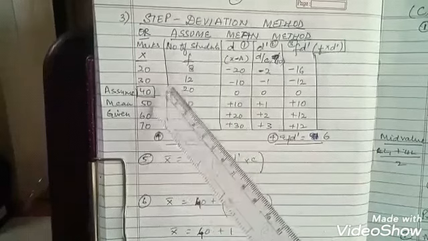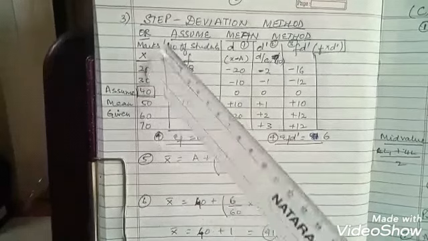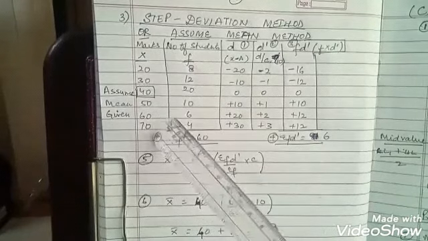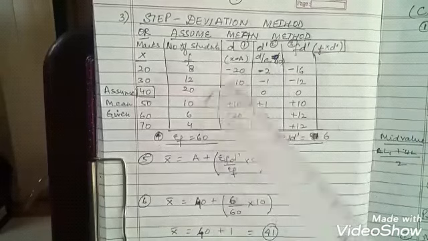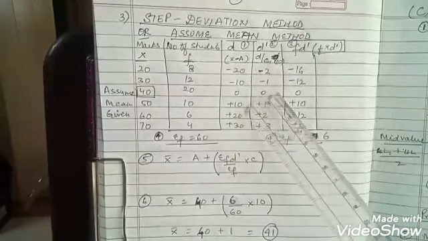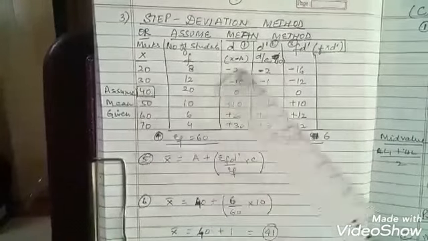Sometimes it can happen that 65 comes here, 35 comes here, no problem, even then each one of them is divided by 5. Assuming 40 is given to you, frequency is given to you. The first step will be D. What is D? We already know x minus a. So 20 minus 40 and so on.